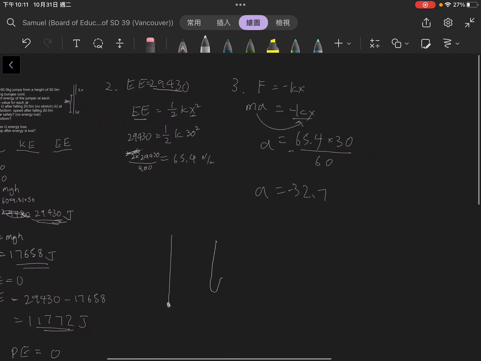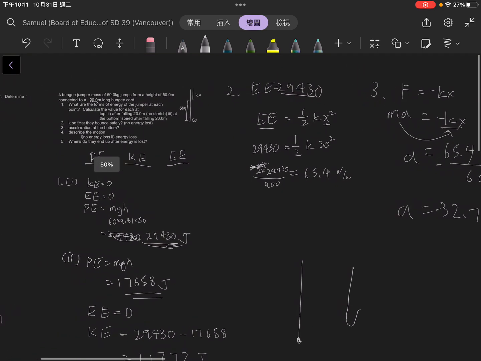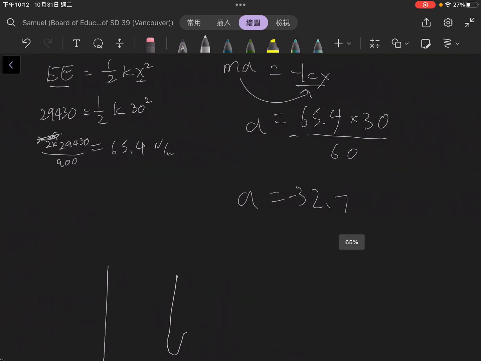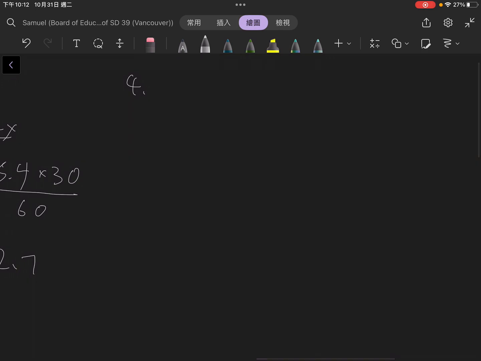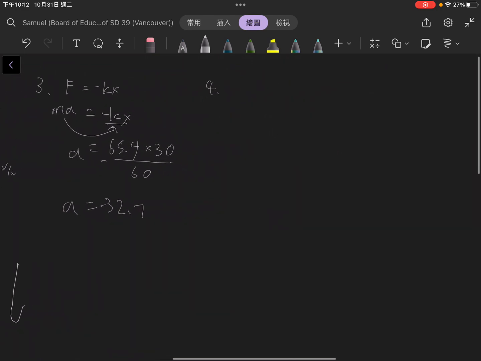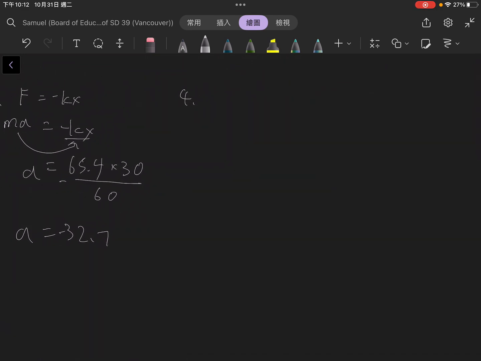Okay, for the fourth question, so what's the motion if there is no energy loss, or there is energy loss? So let's first consider what will happen if there is no energy loss. So if energy is conserved in the system, you can imagine that the person will go down and then go up, right? And because of the conservation of energy, the place they go up to will be the same as the beginning point, like they will be at the same height.